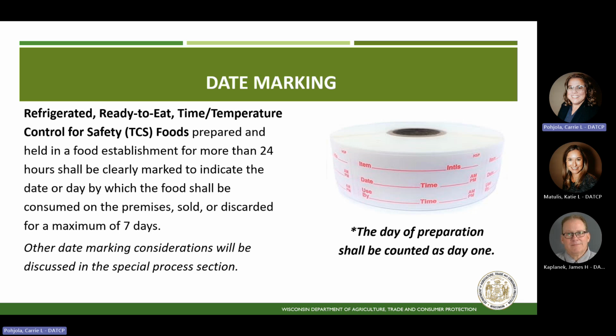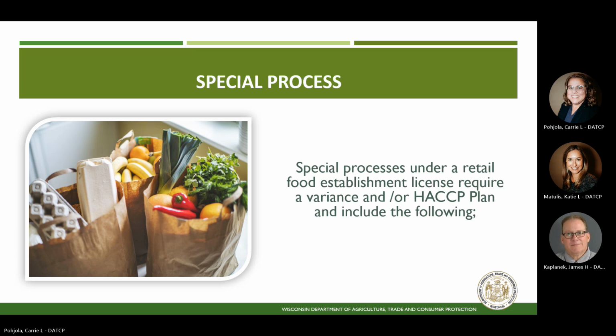Finally, other date marking considerations will be discussed in the special process section. So what is a special process? When we talk about special processes under the Retail Food Establishment License, a variance and/or HACCP plan is required, and these include the following, specific to meat type establishments.